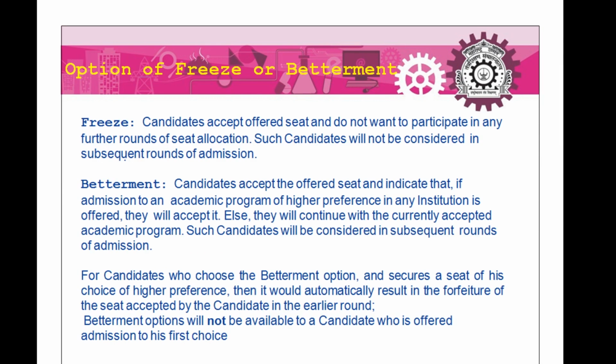Once the option form has been filled by the candidate, it will be considered for allotment in the CAP round. In CAP round 1, the allotment of the student will be done to a particular institute depending on the options that he has filled in the option form. After that, the student has 2 choices to confirm the admission. Either he can freeze the option or go for betterment.